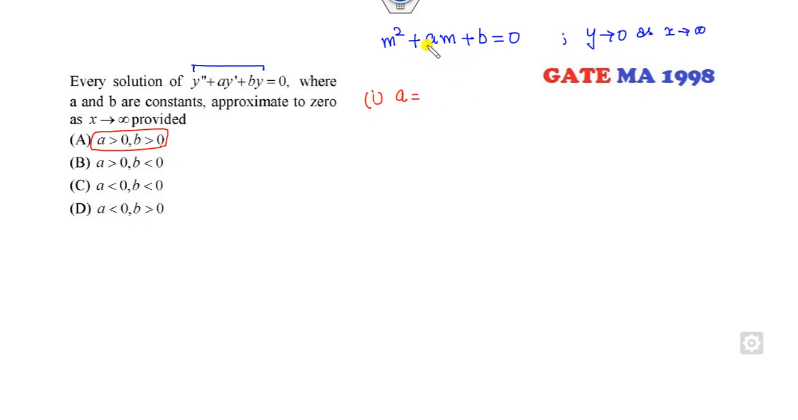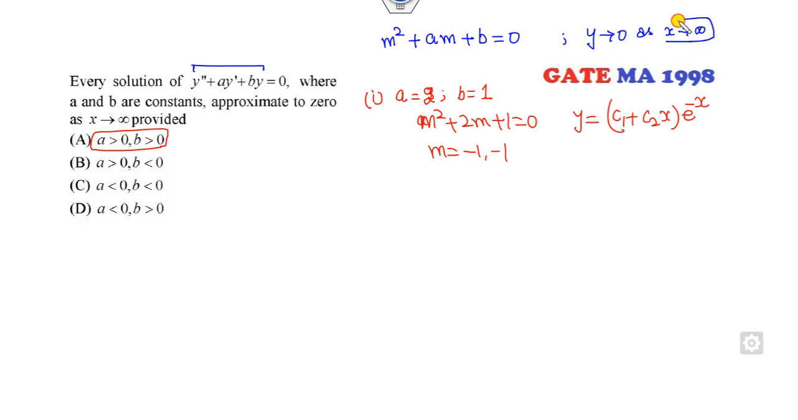I can choose a and b such that I can factorize them easily. I can choose a equal to 2, b equal to 1. Or you may choose a equal to 4, b equal to 5, for example. Then it will be m square plus 4m plus 5, so the solution will be complex numbers. So I can choose any other values so that I can solve it easily. Here it's m square plus 2m plus 1 equal to 0. So my solutions are minus 1, minus 1. So y will be (c1 plus c2 x) e raised to power minus x. So clearly when x approaches infinity, this value goes to 0. So this option is my correct option.